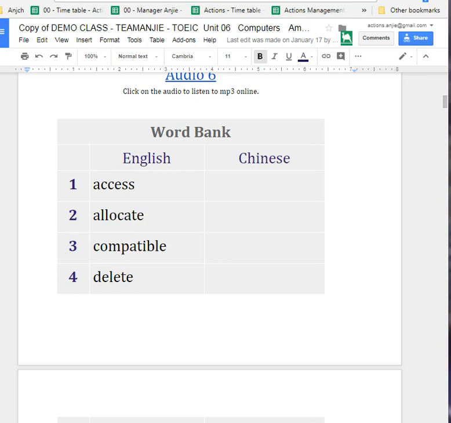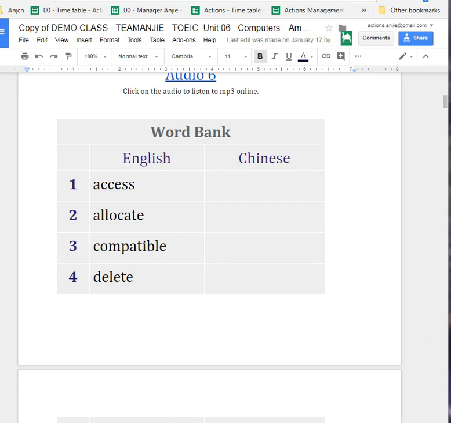All right, today we are going to talk about computers. Today's lesson is a listening lesson, so you really have to focus. Let's read the words first. I will say the word and then you repeat after me, all right?